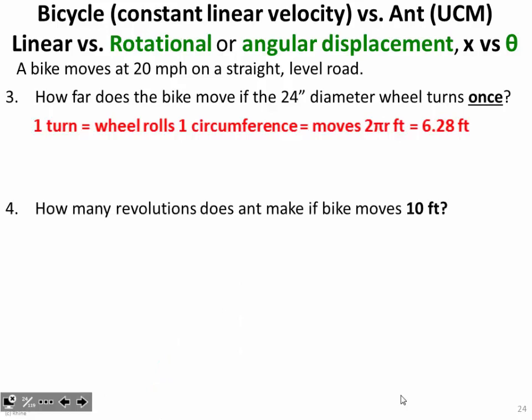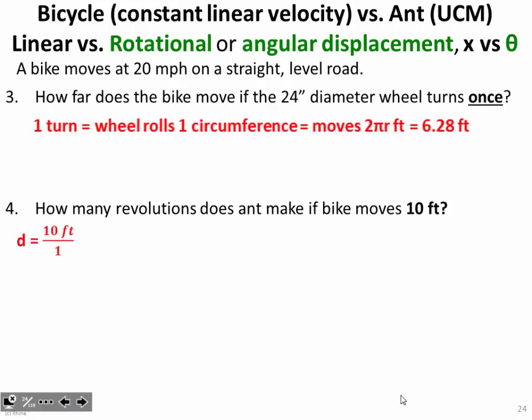All right, next question. Let's suppose the bike moves 10 feet. I want to know how many revolutions the ant makes. On my sample here, the ant is this little sticker right here. So if my bike tire moves 10 feet down this table, how many revolutions does the ant make? How could you figure that out? Use logic here. Divide your distance, 10 feet, by the circumference of your tire, which is 6.28 feet, because every 6.28 feet we do one circumference. So divide by your circumference.